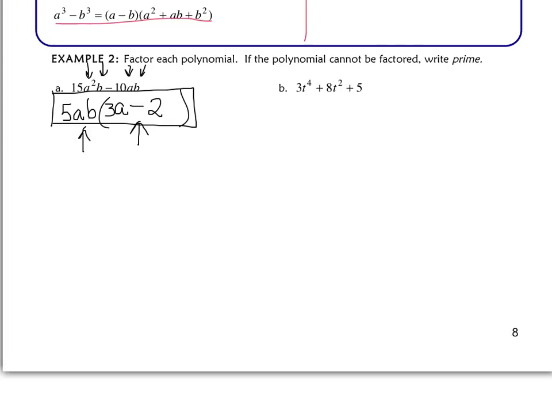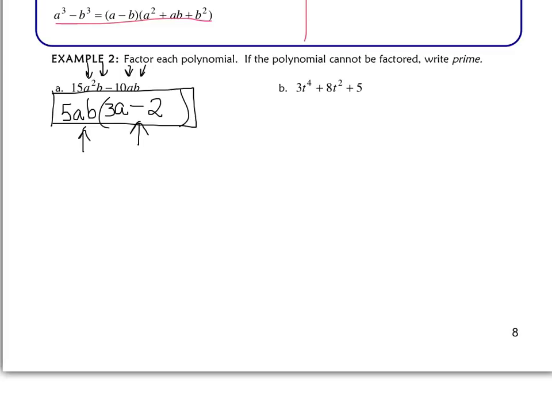All right, let's look at example B. It's 3t to the fourth plus 8t squared plus 5. All right, first thing you want to look for is the greatest common factor. 3, 8, and 5 don't have one. The last term doesn't have a t, so there's no GCF.